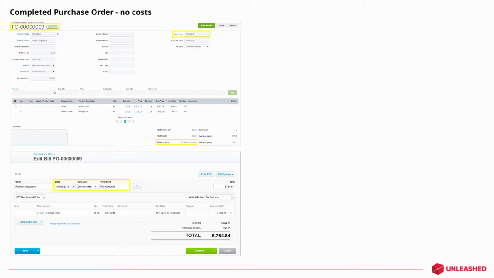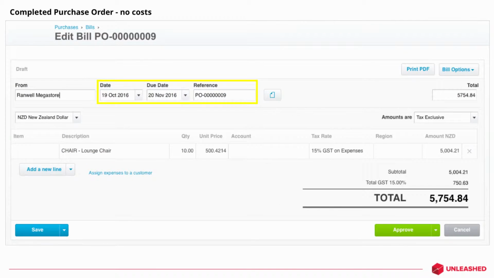When we look at the payable that was passed to Xero, we can see the order date, the due date, and there is also a reference to purchase order 09 in Unleashed.